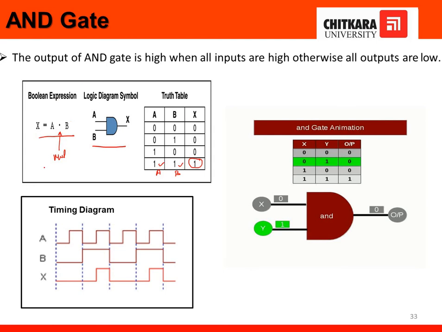Now come to the timing diagram. This timing diagram shows the output with respect to A and B. A is 0, 1, 0, 1, 0, 1, 0 and 1. See the B, 0, 0, 1, 1, 0, 0, 1, 1. Now 0 and 0 gives 0 as per the truth table. 1 and 0 gives 0 as per the truth table. 0 and 1 gives 0 as per the truth table. But 1 and 1 is 1 as per the truth table. So according to the output of this truth table, we can draw this timing diagram. I hope you understand.